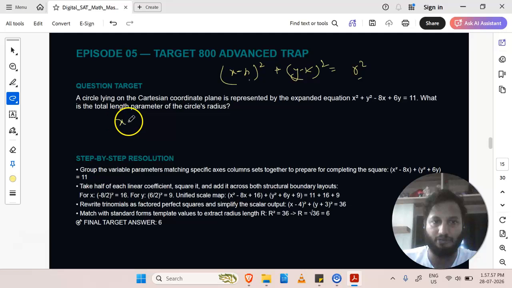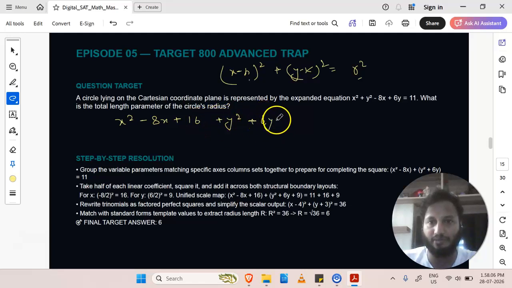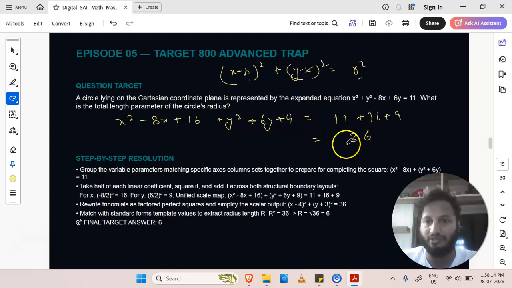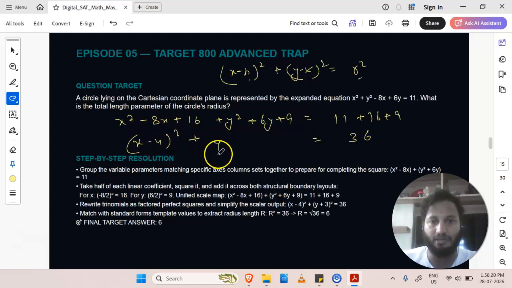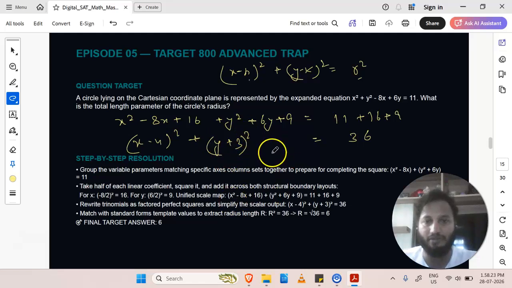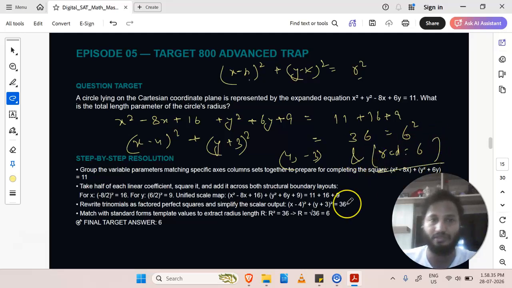We'll just turn everything into a perfect square format, which is x square minus 8x plus 16 plus y square plus 6y plus 9 is equal to 11 plus 16 plus 9. I'm adding the same thing on both sides. On the right side I have 36, and on the left side I have (x minus 4) whole square plus (y plus 3) whole square. So now I can say this is a circle with center (4, minus 3) and radius 6 units. Simple. On comparing with the standard circle form.